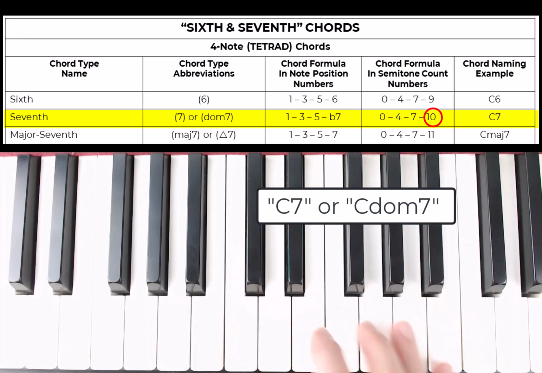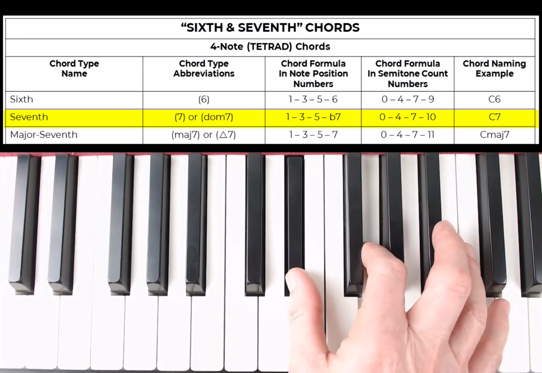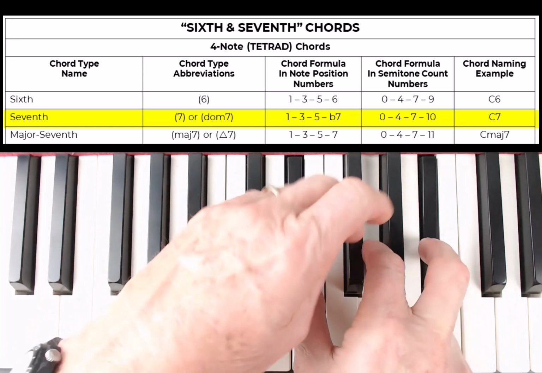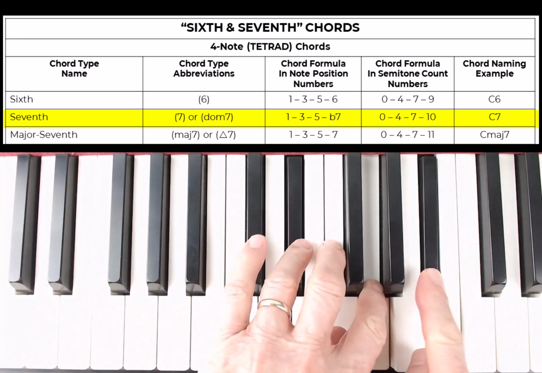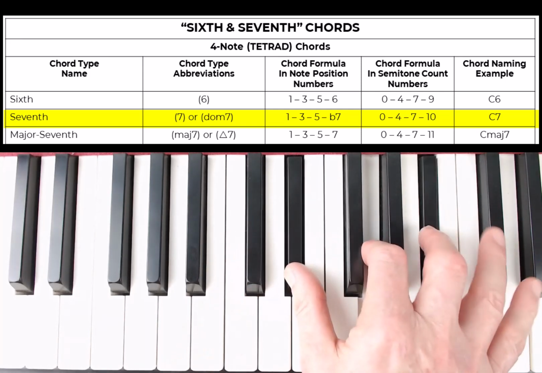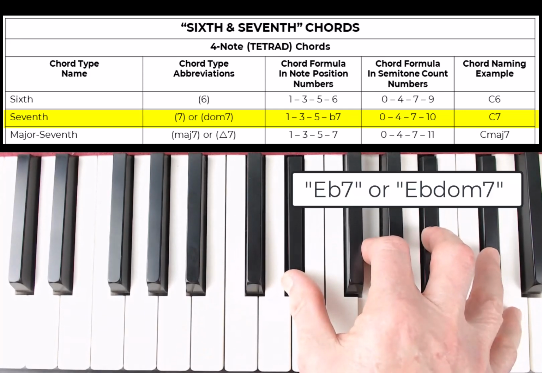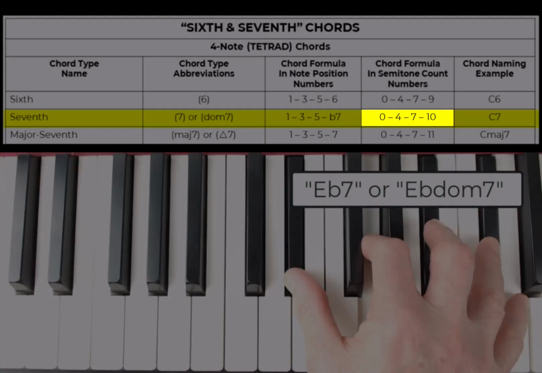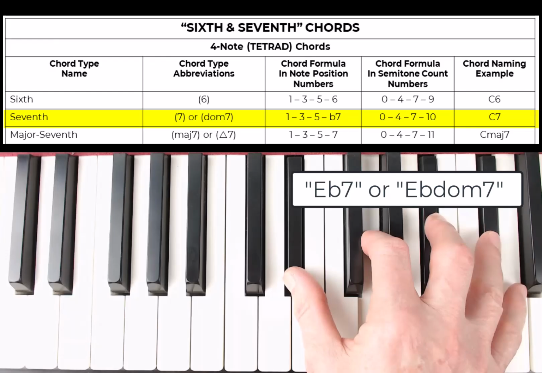So here would be an E flat. So if we know that we're here at 7, 8, 9, 10, till you get used to playing it, you can hear an E flat, 0, 4, 7, 10. That would be an E flat 7th chord.